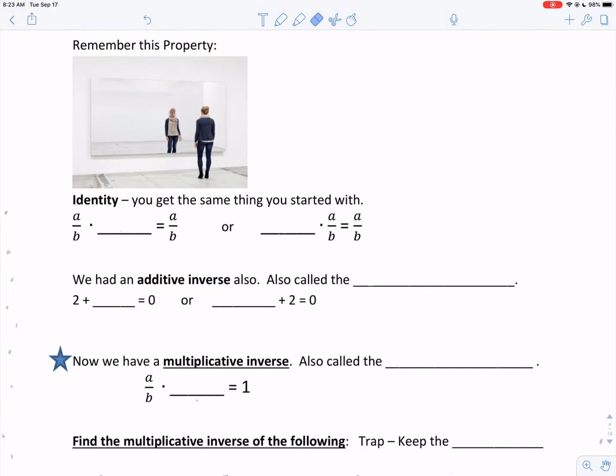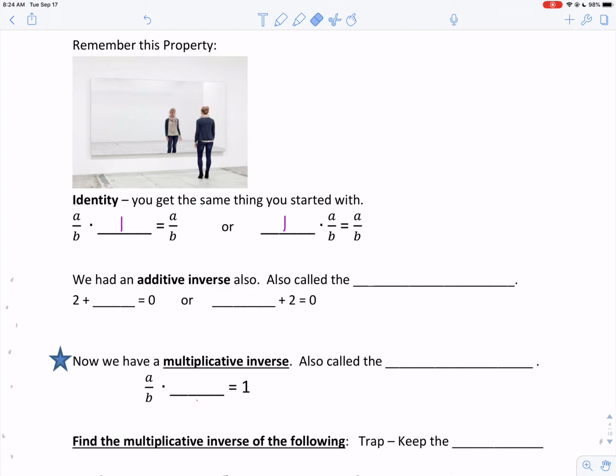In this video, we're just going to talk about some properties. We've talked about these properties in other videos, but we'll talk about these that apply specifically to multiplying and dividing. The identity, remember we said you get the same thing you started with. So if you have A over B, what would you multiply that by to get the same thing? A 1. So 1 is the multiplicative identity. Because of the commutative property, it's also 1 times A over B.